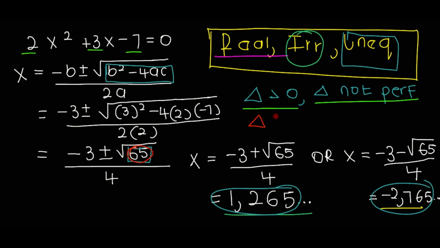So 49 is positive, and at the same time it's a perfect square. So when the discriminant is positive and is a perfect square, the roots will be real and rational. But for this one, because it is not a perfect square, the roots will be irrational. So this information is very important.